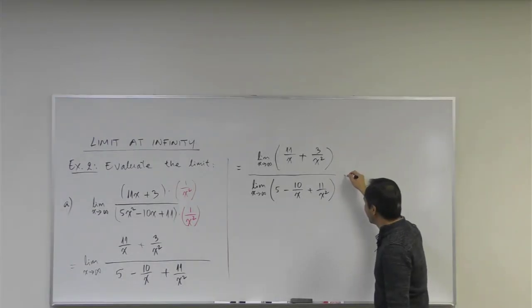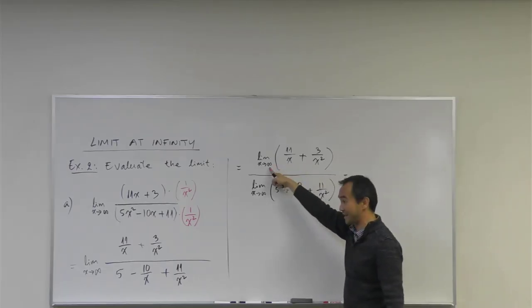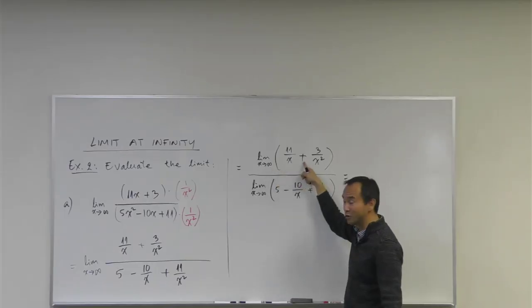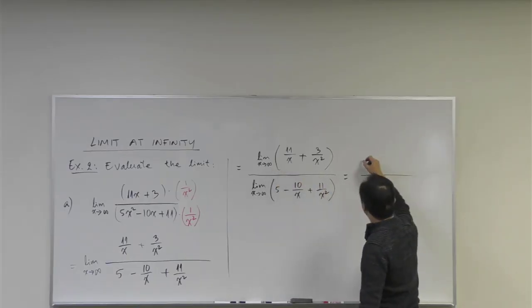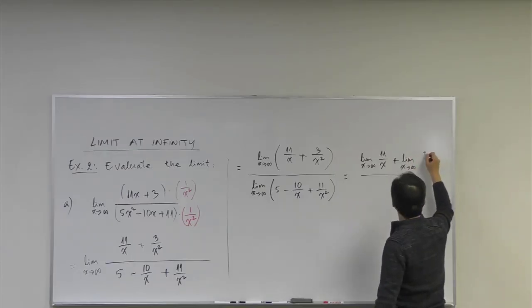In the next step, the next limit laws I'm applying, I can do the limits term by term in the numerator. That means I'm going to have one separate limit as x goes to infinity for the 11 over x, plus one separate limit, same x to infinity, for the 3 over x squared. You guys with me there?